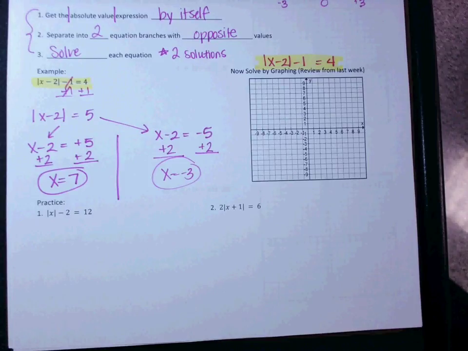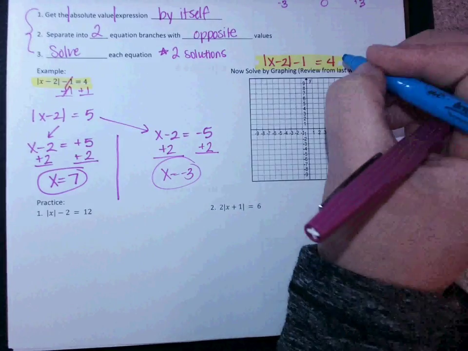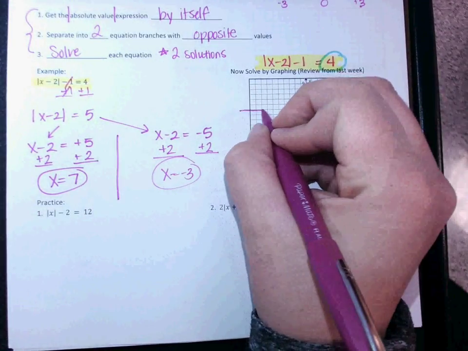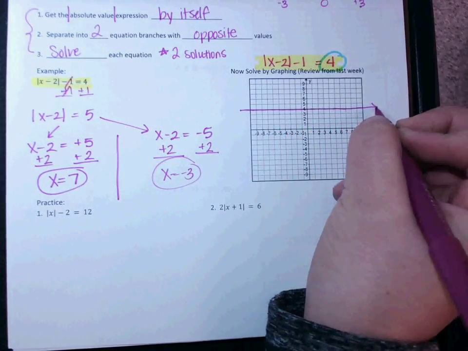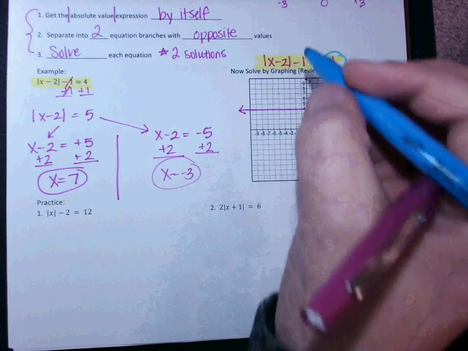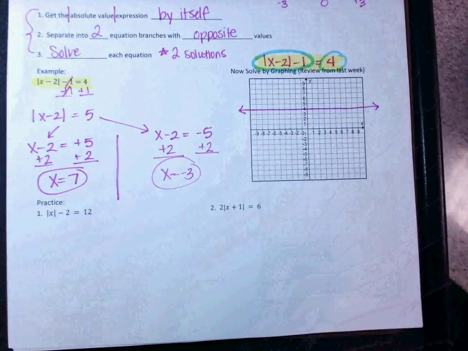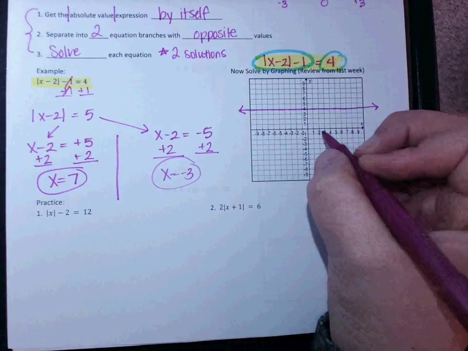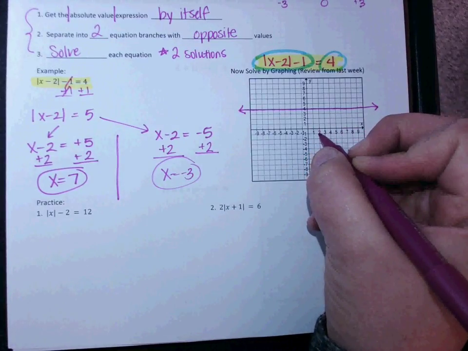Now let's solve it by graphing just like we did last week. Where is my flat line going to be at? 4. So go to 4, draw in your flat line. Okay, next I need to graph my v. So that's this side of the equation. Now remember, the minus 2 is always the opposite. So if it's a minus, I'm actually going to the right. So I'd go to the right 2 and then down 1.